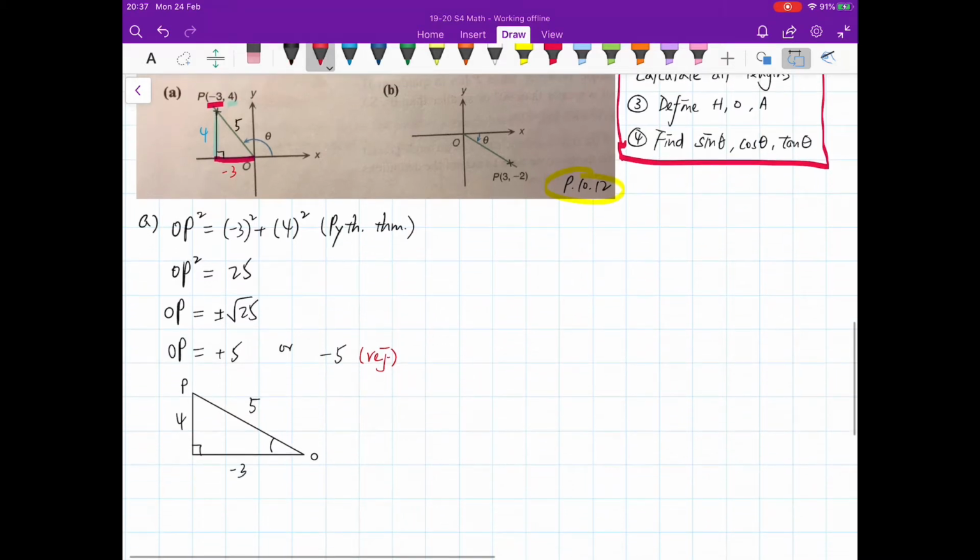So finally, for the third step, we have to define H, O, and A. For the longest side, that is 5, I know that it must be H. And then for the angle, the opposite side will be 4, so I mark it down as O. And finally, the -3 will refer to A.